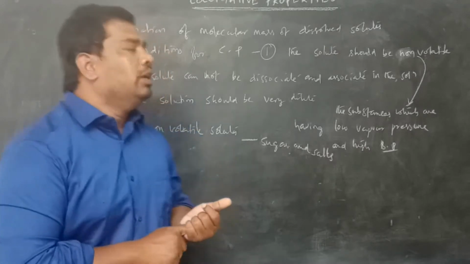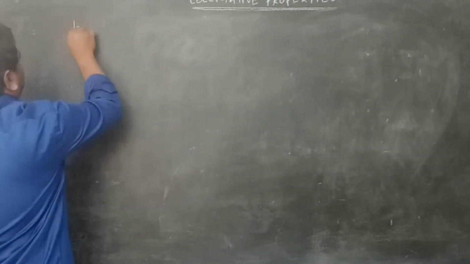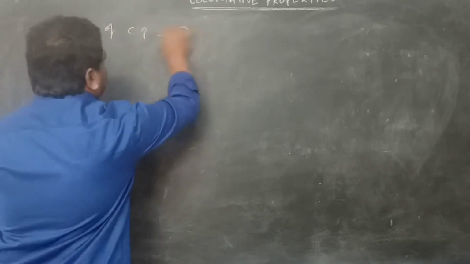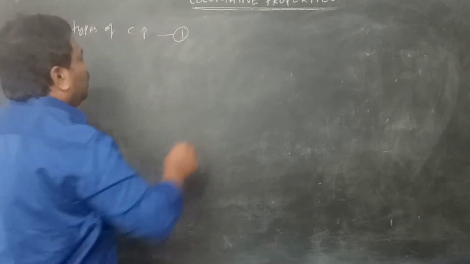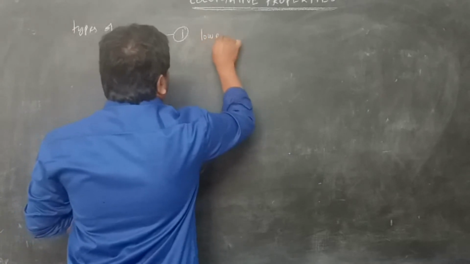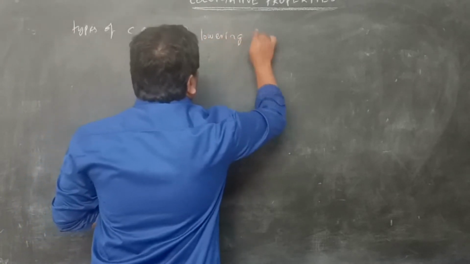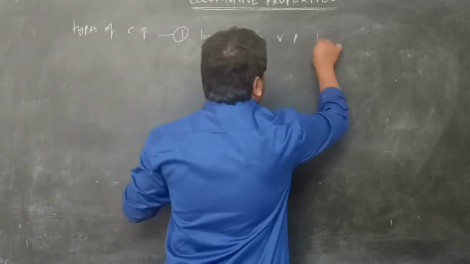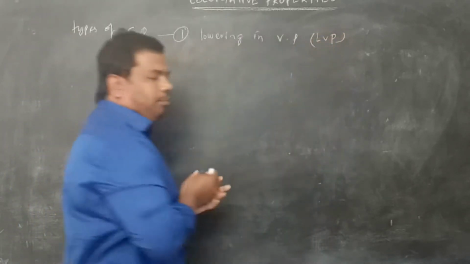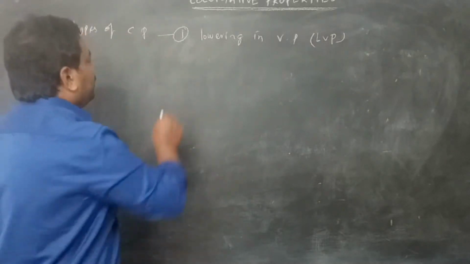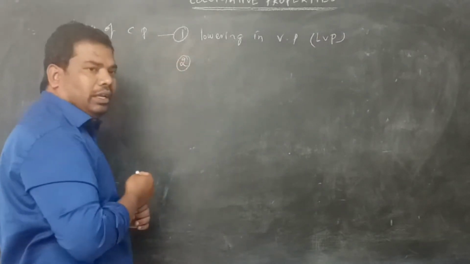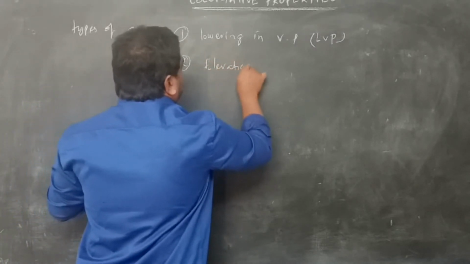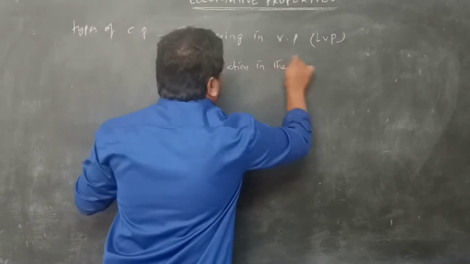Is it clear, student? Then we will move on to the types of colligative properties. The first colligative property is lowering in vapor pressure. So we can term that LVP, lowering in vapor pressure. The second colligative property is elevation in the boiling point.